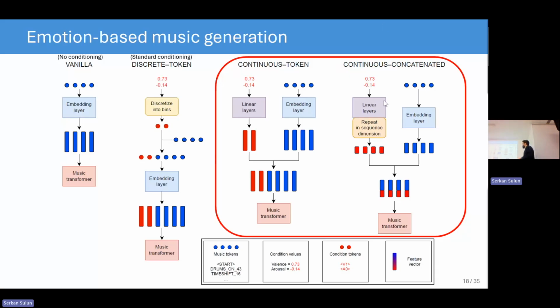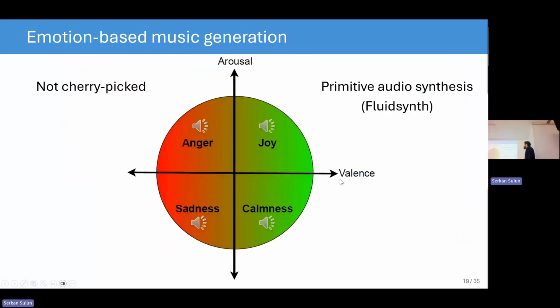So it's not like the nodes are quite local, but the emotion condition is global. It affects the song on a global basis. So we can just repeat that and then concatenate to every single token. And so these two are our approaches.